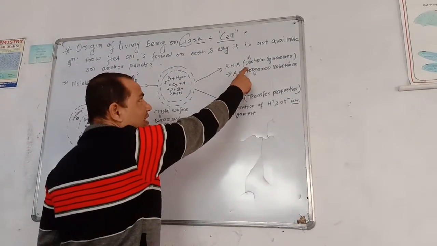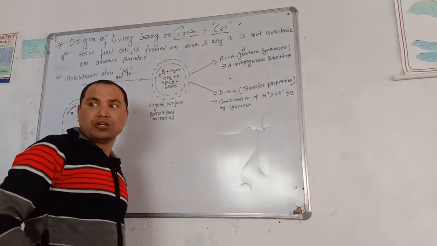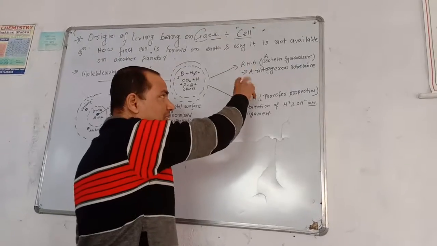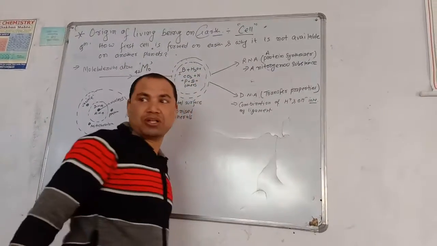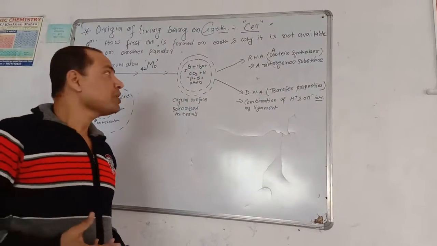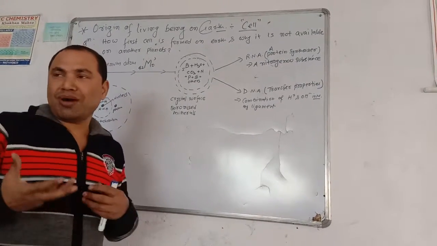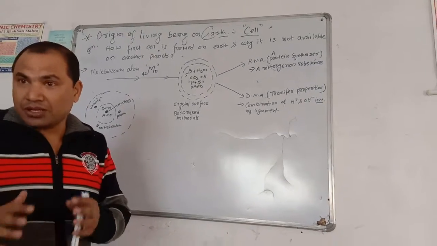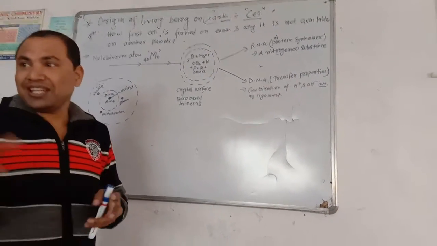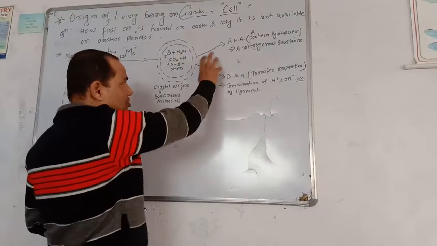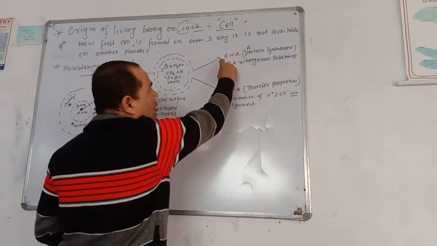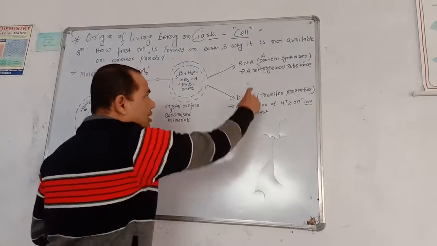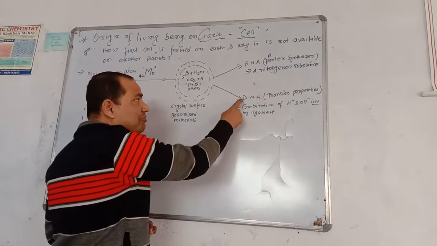RNA is a protein synthesizer, and it is completely made from a nitrogenous substance. Protein contains nitrogen. You also know that whatever protein we take converts into amino acids. It is a nitrogenous substance. So this nitrogenous substance has converted in the form of RNA. RNA is a protein synthesizer, a nitrogenous substance, and second it forms DNA.